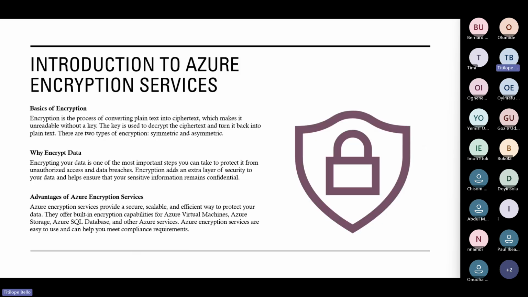So again, I think briefly I've talked about this earlier, but just for you to know again, there are two key types: the symmetric and asymmetric. Encrypting data is a very crucial process for protecting that data from unauthorized access and breaches. So it's adding an additional layer of security for your data.